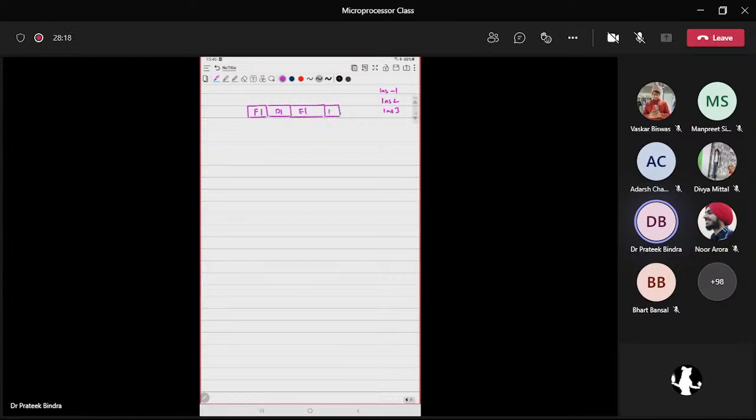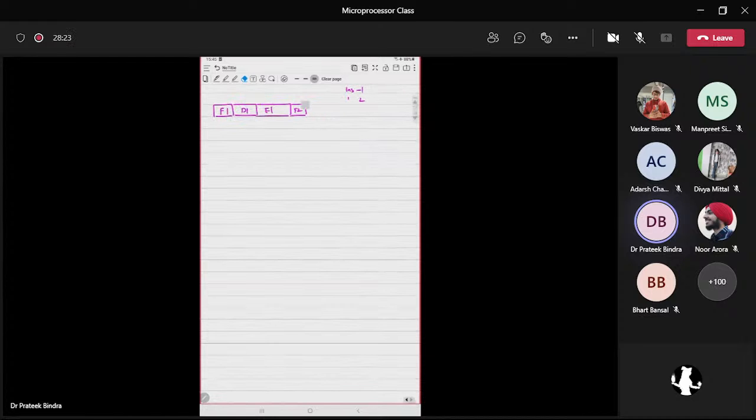Then again you will fetch the second instruction, then you will decode your second instruction, and then you will execute your second instruction. That's how your series will go on, right? What happens in this case is that once you fetch your instruction, the fetch circuit remains idle. Once you decode your instruction, the decode circuit remains idle, so it has to wait for the next instruction to come. Fine. That's why the concept of pipelining comes in.